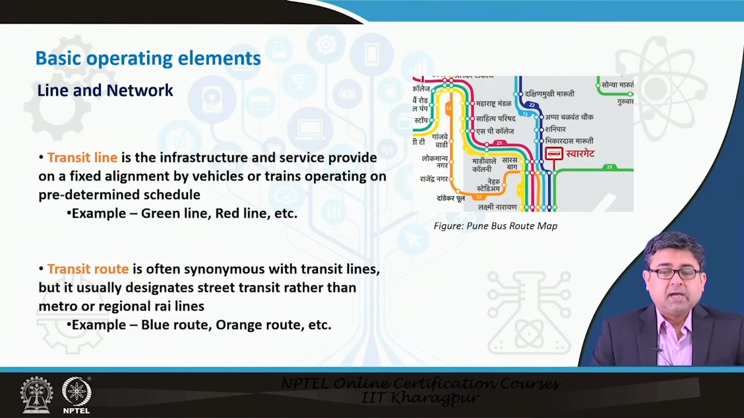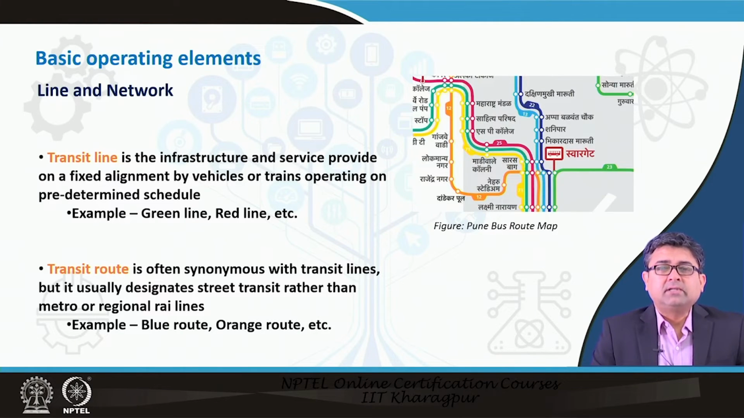So, usually what happens is you can see in the picture given on your right side that there are several different lines that you can take to go from point A to point B, such as yellow line, green line, red line, so on and so forth. So, this is an example from the Pune bus route map. So, if you had to go from point A to point B, you would pick a line given other characteristics of that line. So, that is basically what we call a transit line.